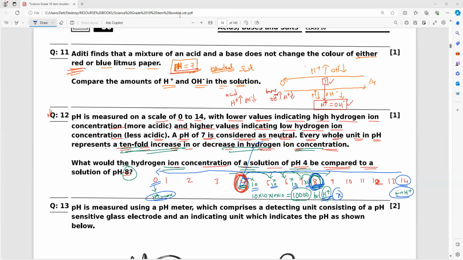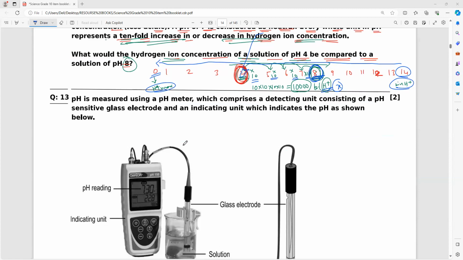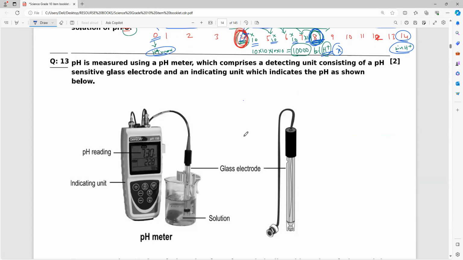Make it quick. Next question. Mr. Swadan, am I audible? Yes, sir. So pH is measured. Next question, you see pH meter. Actually, in the laboratory, this is what we use to identify the pH of any solution. So pH is measured using a pH meter, which comprises a detecting unit consisting of a pH sensitive glass electrode and an indicating unit which indicates the pH as shown below.